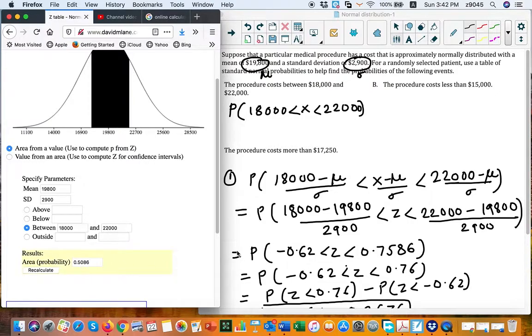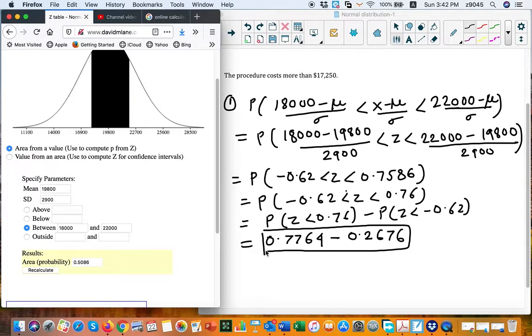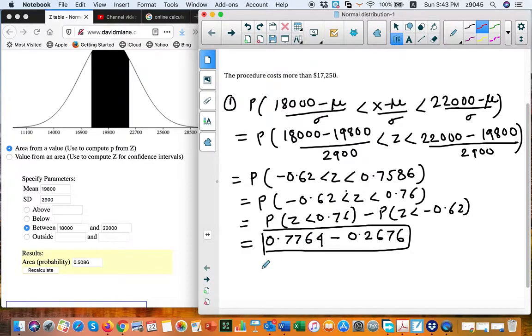So the area is 0.5086. We can see that we get the same result either way we solve it. Whether we use the calculator or the table, we get the same answer. So the result for both cases equals 0.5086. The only easy thing about this calculator is that we can find the value instantly.